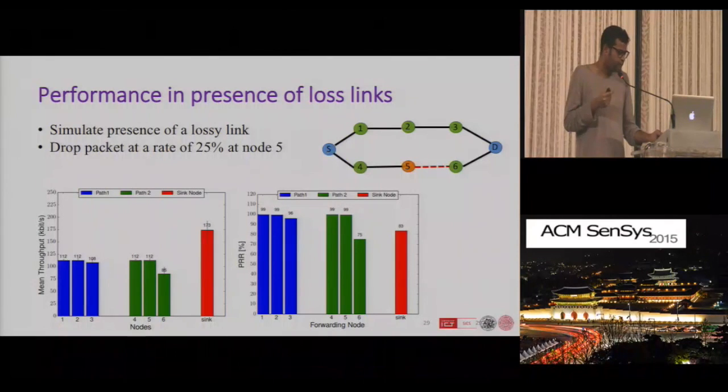In the same way, the packet reception rate is also affected, where we observe at the sink node that the packet reception rate is about 80%, and at node 6, which is the next hop node for where the lossy link is present, the packet reception rate is on the order of 70%. But in spite of this, with the DPT protocol, even in the presence of a lossy link, the throughput is still very close to the state-of-the-art bulk transmission protocol, and the packet reception rate is still greater than 80%.